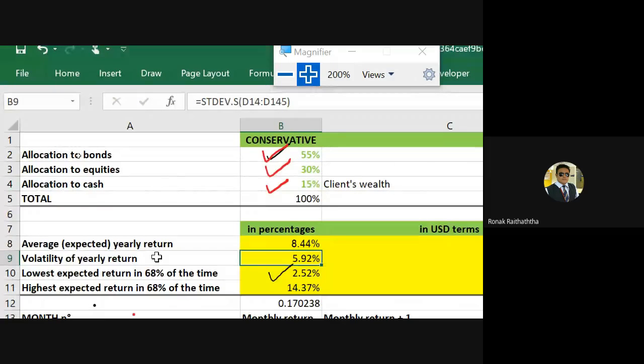Okay, then it asks the volatility of the yearly return. Now volatility is nothing but the standard deviation, right? Standard deviation is the measurement of volatility.